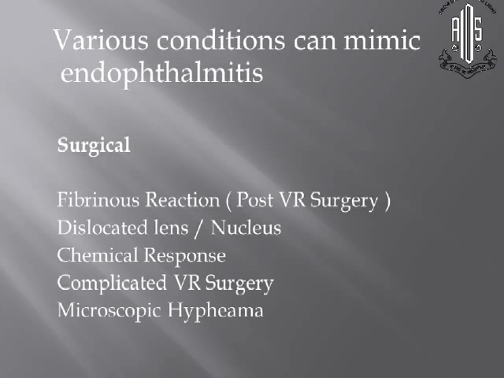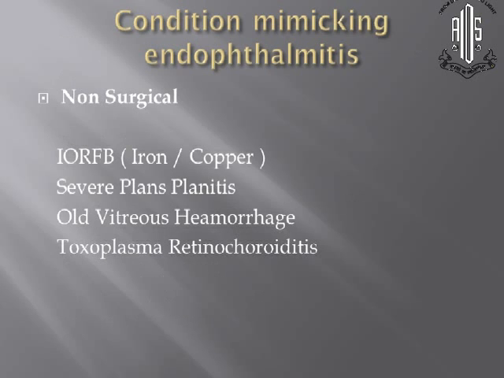So there are other various conditions that can mimic endophthalmitis. Going into surgical conditions, if there is a lot of fibrinous reaction post VR surgery, then it can mimic endophthalmitis. You can see a lot of these fibrils in the anterior chamber. The vitreous may also not be very well seen. The retina may appear a little hazy. Dislocated lens or nucleus, a chemical response, a complicated VR surgery which takes so long, a lot of manipulation, and a microscopic hyphema. Non-surgical could be a retained intraocular foreign body, severe pars planitis, an old vitreous hemorrhage, or toxoplasma retinochoroiditis.